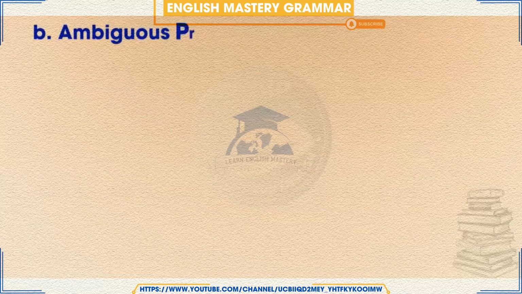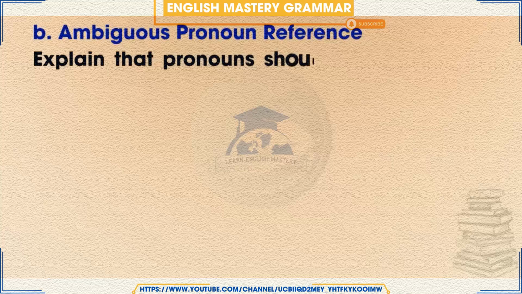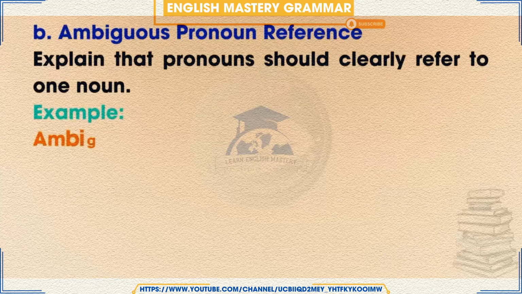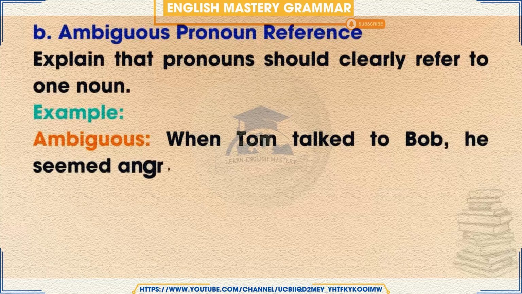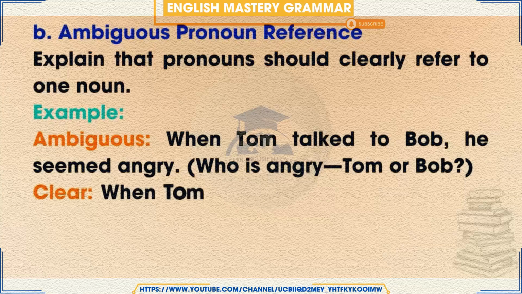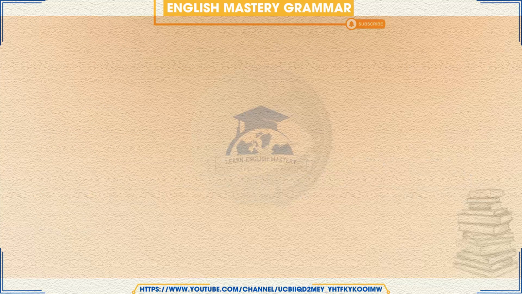B. Ambiguous pronoun reference. Explain that pronouns should clearly refer to one noun. Example: Ambiguous: When Tom talked to Bob, he seemed angry. Who is angry, Tom or Bob? Clear: When Tom talked to Bob, Tom seemed angry.